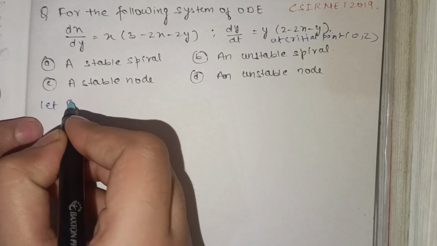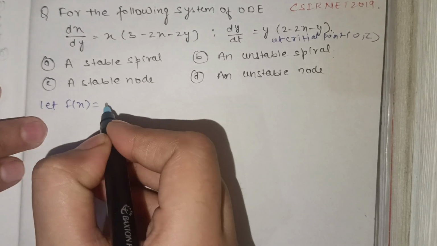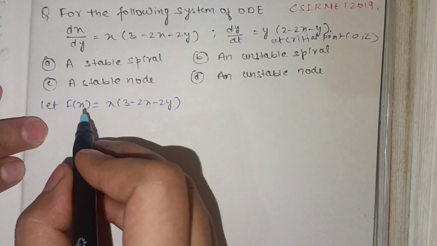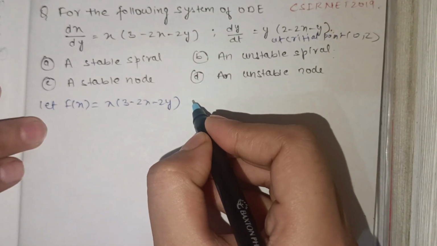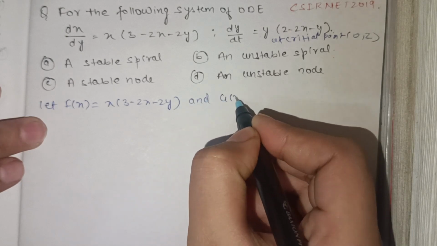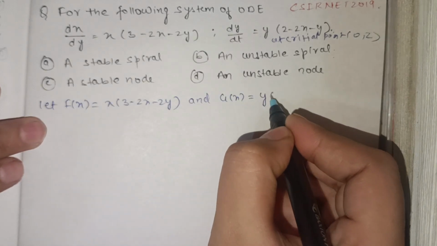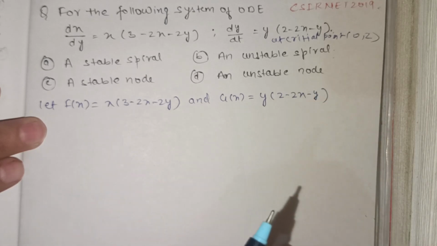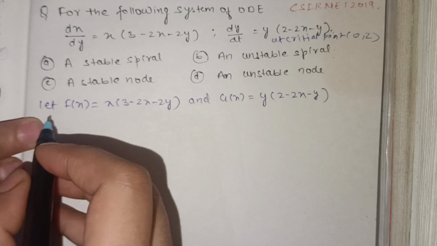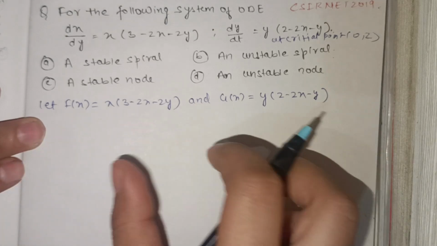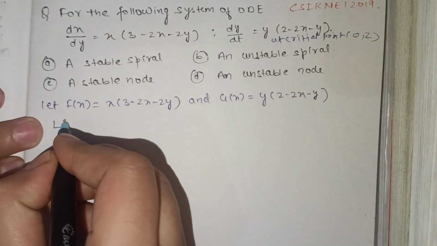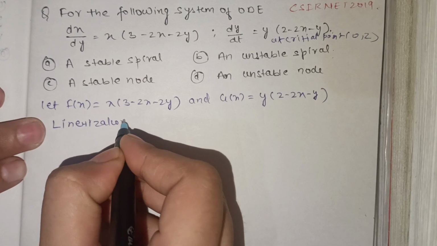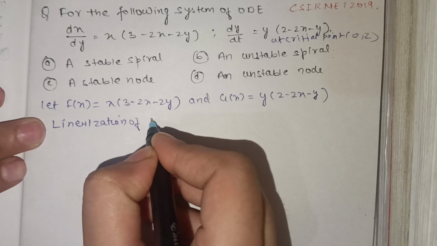Let f(x, y) = x(3 - 2x - 2y). Let the first equation be f, which is equal to this, and g(x, y) = y(2 - 2x - y). Now we have to linearize this equation.